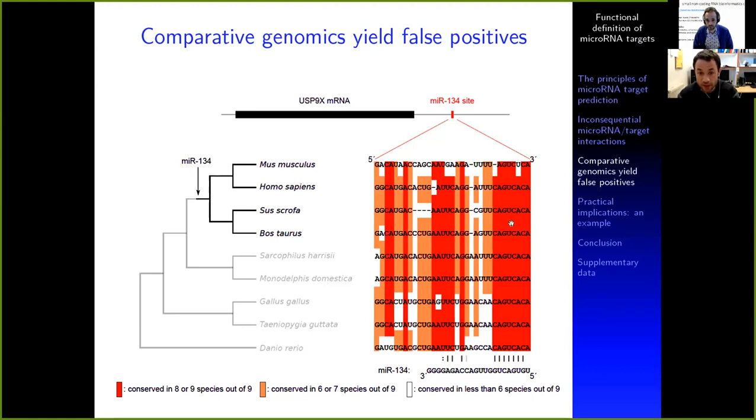And so what's for sure here is that at least this binding site looks like it's been conserved because of its interaction with miR134, but in fact it's not. It's certainly conserved for some other reason. So of course this was just one particular example, but then we can look at how frequent that kind of thing is.